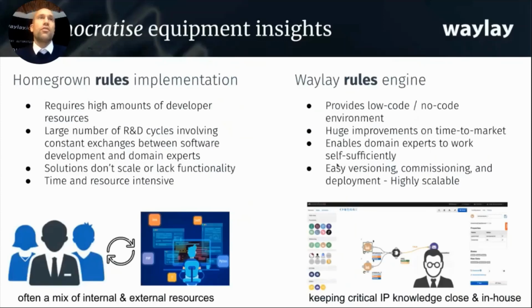An alternative solution is shown here on the left, where we have a homegrown rules implementation, which typically involves a lot of R&D cycles, which means going back and forth between the knowledge owners and indeed the solution providers, leading to a large number of R&D cycles. We often see that those types of solutions don't really scale or lack functionality and being able to really maintain complex use cases as well. And we see that it's time and resource intensive. So coming back to our solution, we really offer fast and quick turnaround cycle times and the ability to operate at scale.